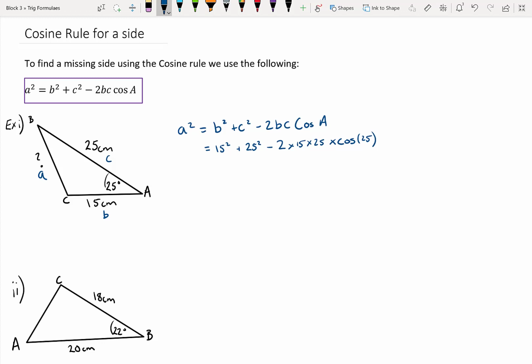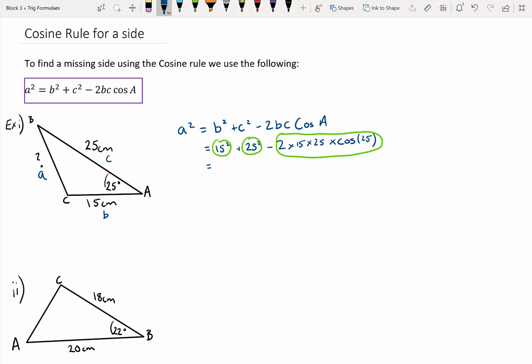Okay. Next step, depending on the type of calculator you've got, you may or may not need to include this next step. Your calculator might just manage it fine. What we're going to do is work it out in 3 parts. I am essentially going to work out 15 squared, the 25 squared, and this bit at the end so that I've got something to write in my formula.